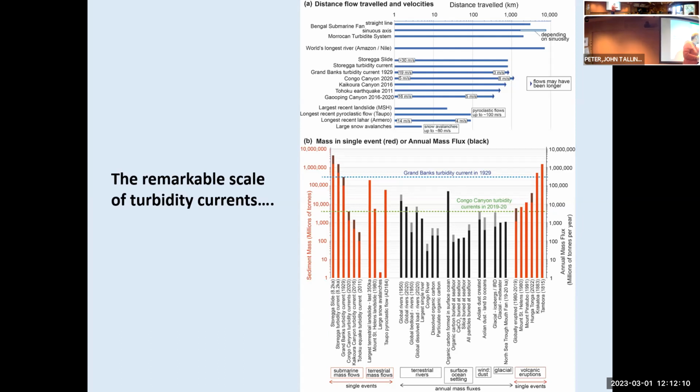Over that side are some of the biggest volcanic eruptions going up to Tambora. So Tambora in 1815 does actually get beyond the Grand Banks, but things like Pinatubo, Tonga, Krakatoa are actually underneath it. So however you slice it and dice it, these underwater flows are volumetrically significant.